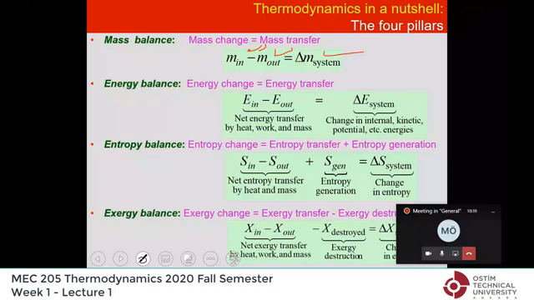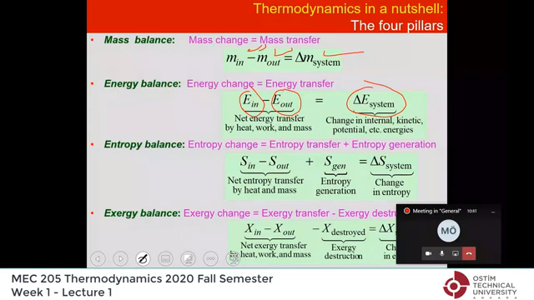Same goes with energy. Okay, energy balance. It is conservation of energy. Again, you have a system and you have the energy input, energy entering the system. This is by heat, work, and mass. And then energy leaving the system. The difference is the energy change of the system. Again, nothing unusual, right? You know this from physics. Now, what you don't know is probably entropy and exergy.